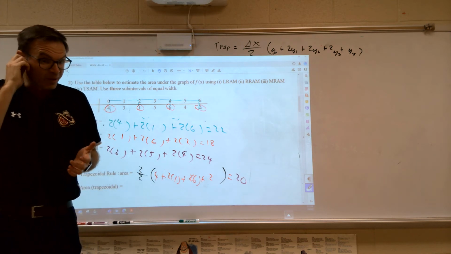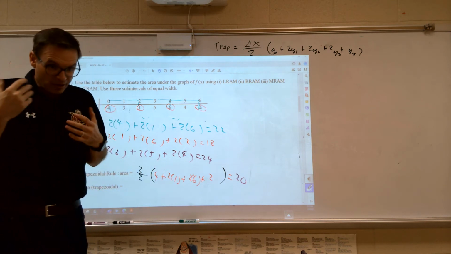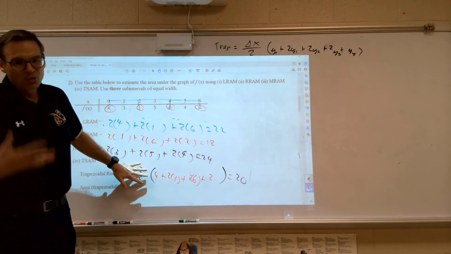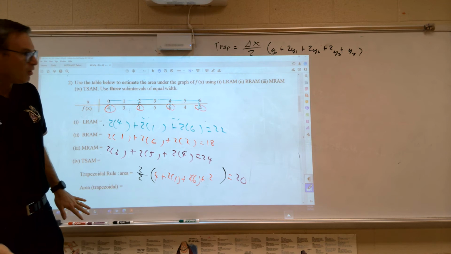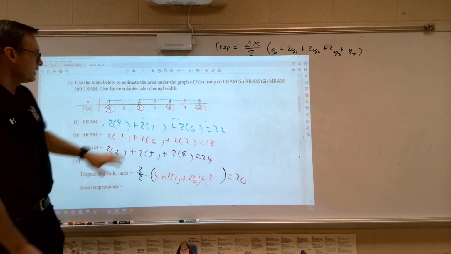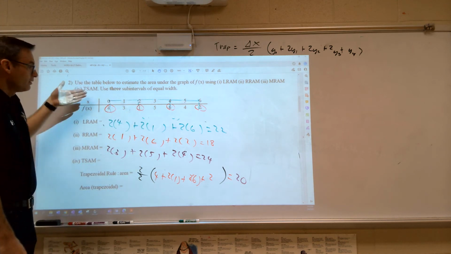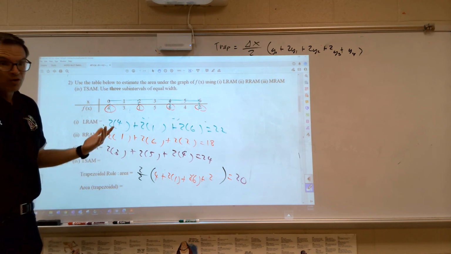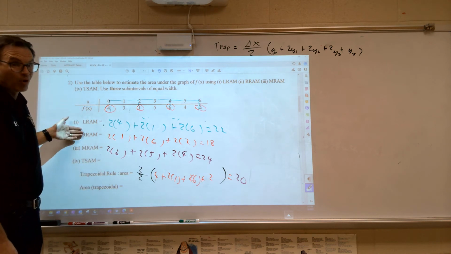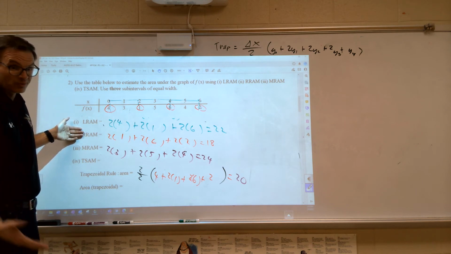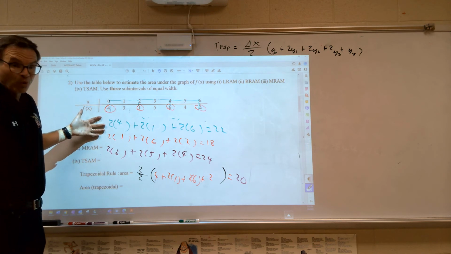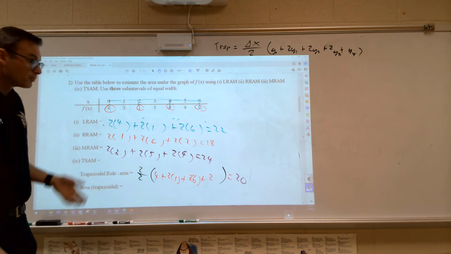And the reason I tell my students that is officially, so normally the types of problems that I give are, I give a situation and I say, find all 4 parts, like approximate it with LRAM, RRAM, MRAM, and trapezoidal rule. Well, if you got to do all 4 parts, once you've computed LRAM and RRAM, the way you figure out trapezoidal is you just average those 2 together. So you've already done the work. There's no point in using the trapezoidal rule.